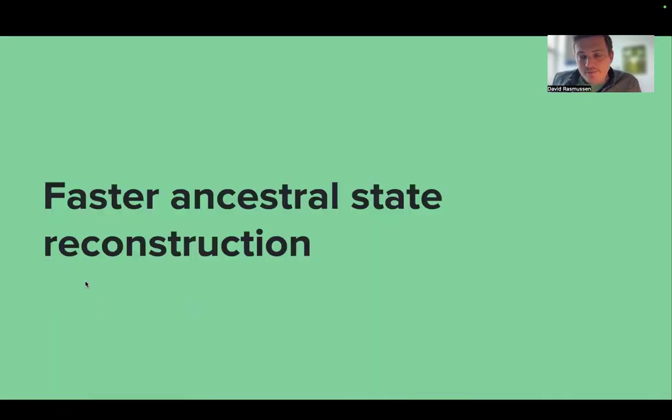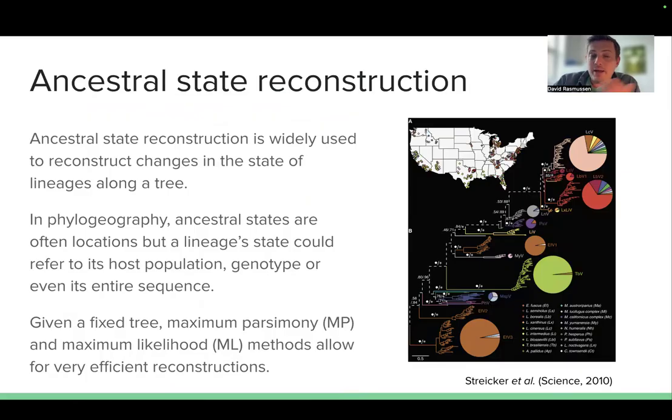So we talked about faster tree reconstruction methods and faster dating methods for reconstructing time-calibrated trees. But what we're often interested in is doing downstream analyses on those reconstructed trees. And as we saw many times throughout the course of the semester, one of the things that we're most interested in doing is reconstructing ancestral states on phylogenetic trees in many different contexts.